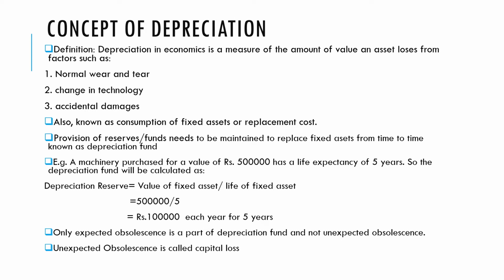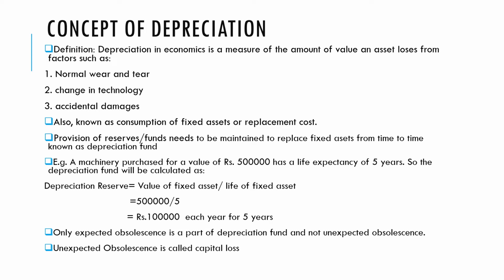Provisions are taken out every year by the company to maintain a reserve called depreciation fund or depreciation reserve, so that at the end of the life of that asset, a new asset can be purchased to keep the production process on. Let us take an example of a machinery which was purchased at a value of 5 lakh and has a life expectancy of 5 years.